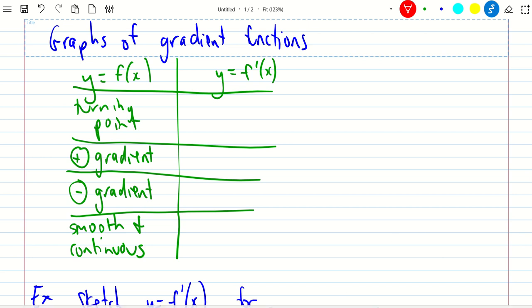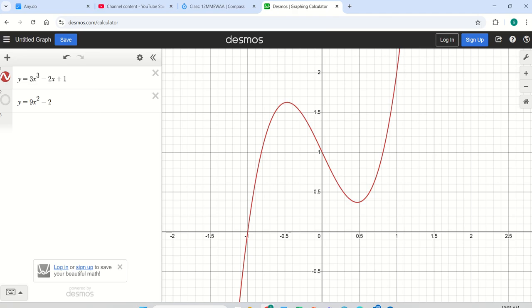I'm just going to flick over to Desmos and have a look at a function. I've just picked a random function here, on the left-hand side there: y equals 3x cubed, take away 2x plus 1. And that function is in red.